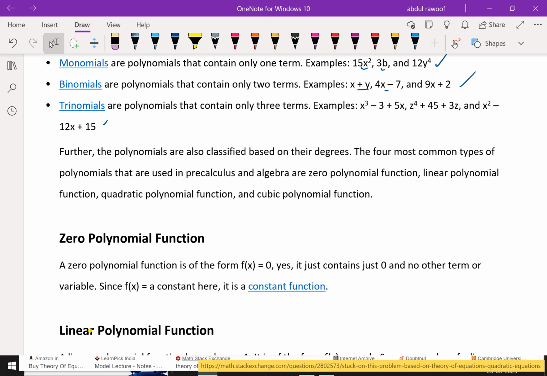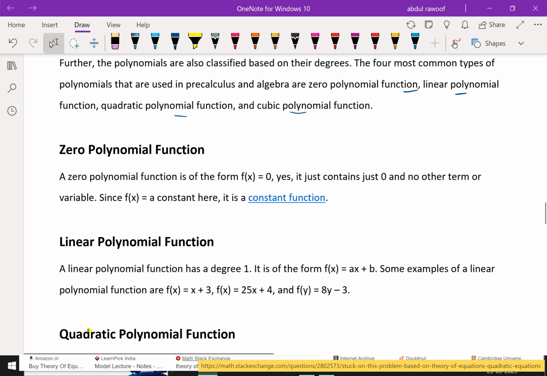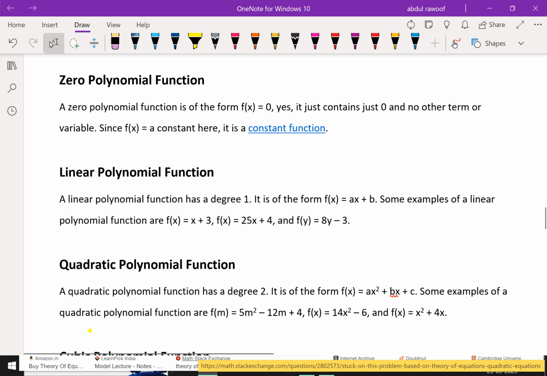Further, polynomials are also classified based on their degrees. The 4 most common types of polynomials used in pre-calculus and algebra are the zero polynomial function, linear polynomial function, quadratic polynomial function, and cubic polynomial function. Zero polynomial function, what is that? A zero polynomial function is of the form f of x equals 0, as it contains just 0 and no other terms or variables. Since f of x equals a constant, it is a constant function because there is no variable.